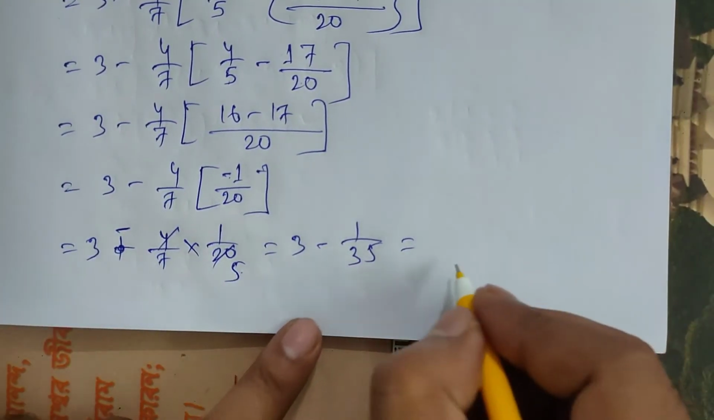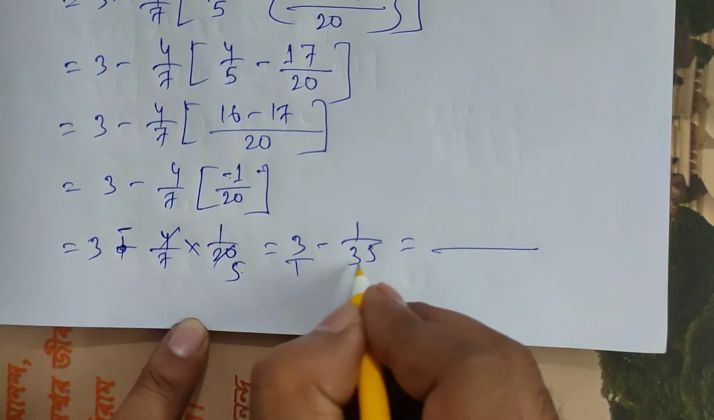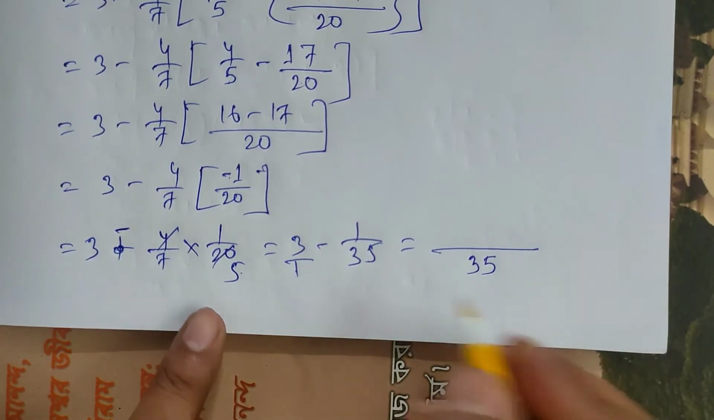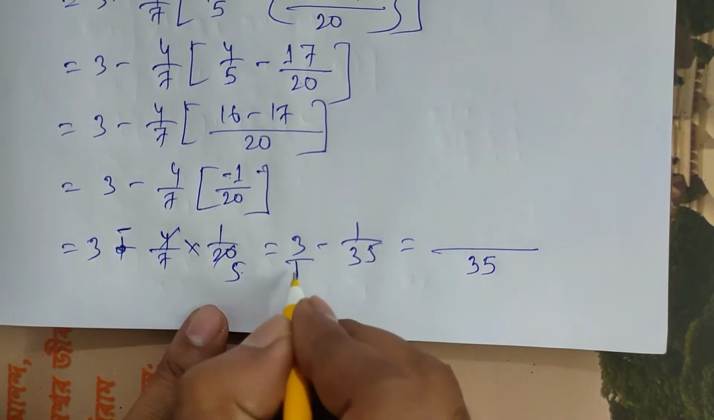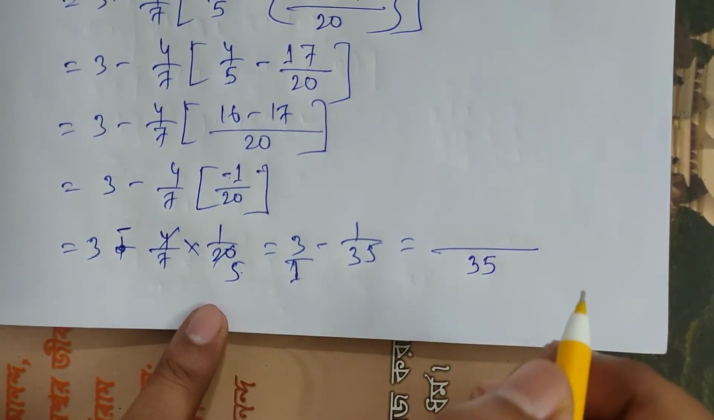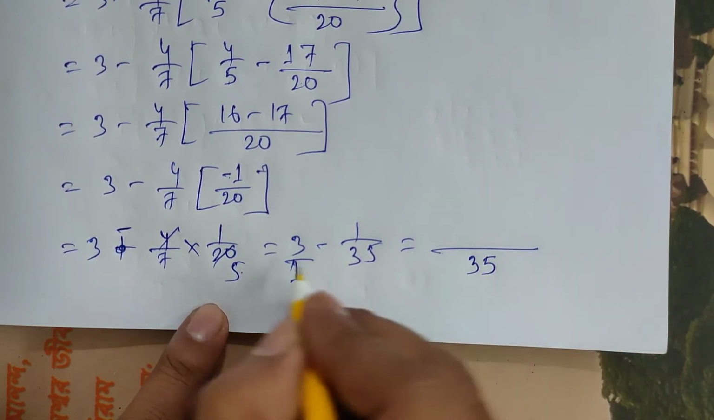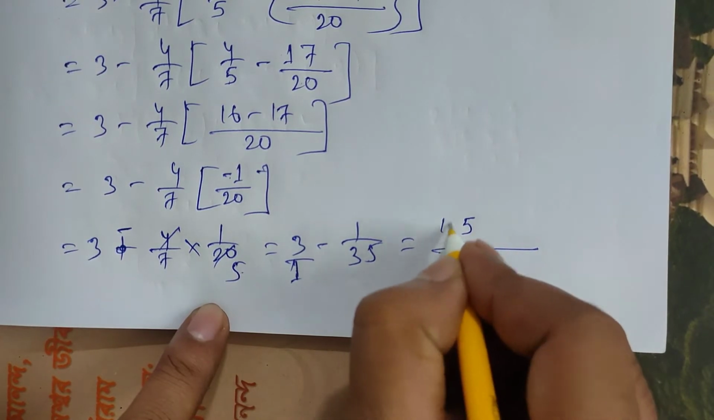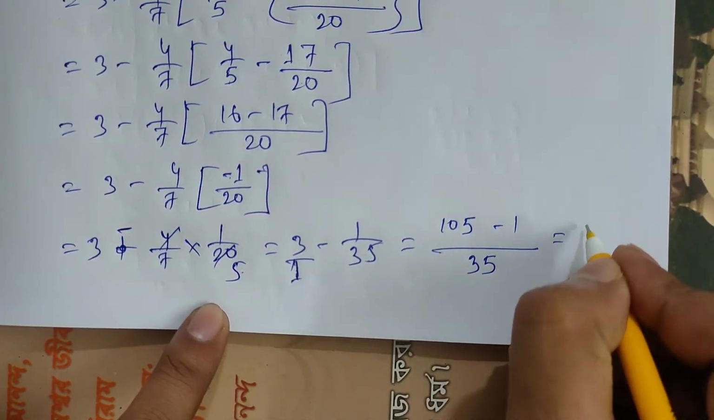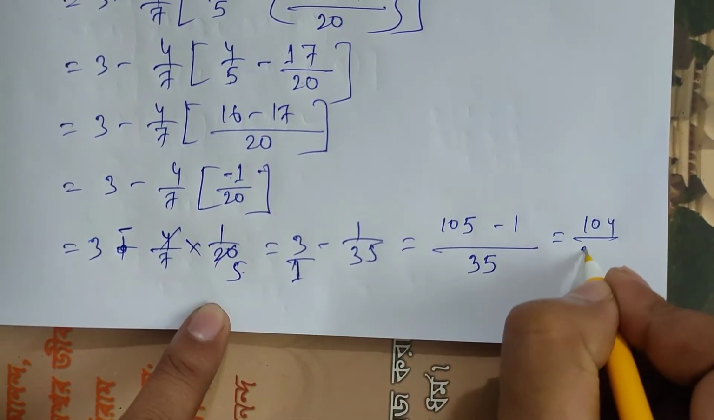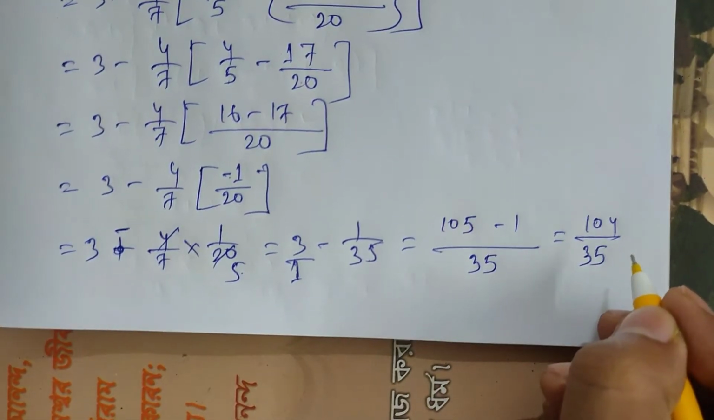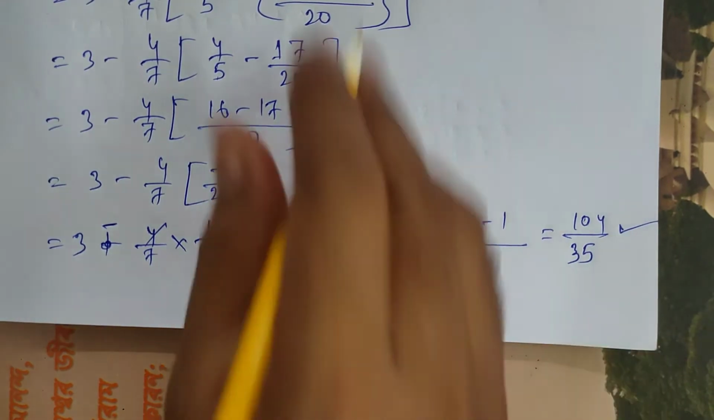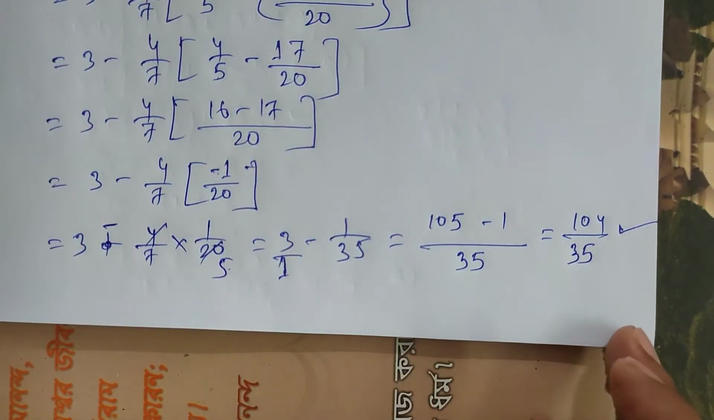Equal to what will be? Then here, what is the LCM? The LCM of 35 and 1 will be 35. Now 35 divided by 1 means 35, and multiply this number. 3 fives are 15, 5 carry 1, 3 nines are 9 plus 1 is 10, then 1, equal to 104 divided by 35. So 104 by 35 is the answer of this simplification problem.